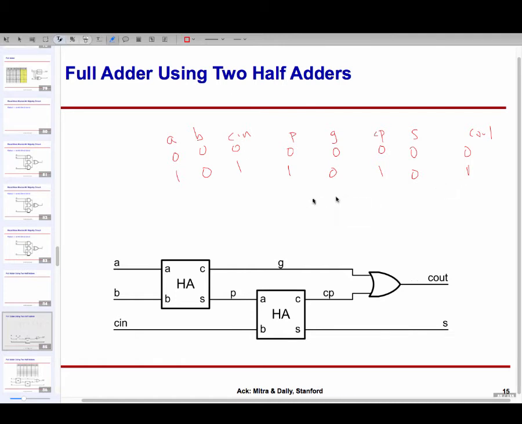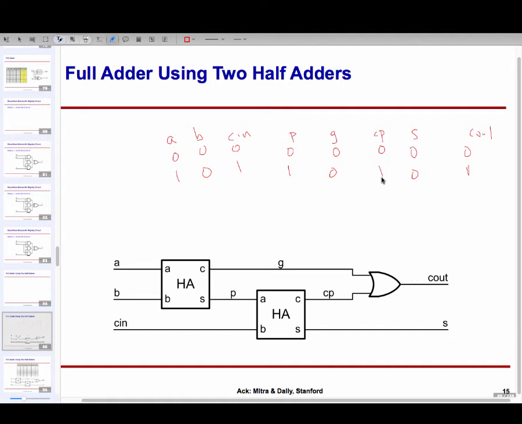Now you can try it, same thing, to convince yourself that it works. The way to think about it is the following: these P and G have a particular reason why they're called P and G. P stands for propagate, and G stands for generate. It's basically saying under what condition a carry is going to be generated by these two bits. If A and B are 1 and 1, then irrespective of whatever C in is, I will always have a carry out. So if A and B are both high, they are generating a carry. That's the generate part.